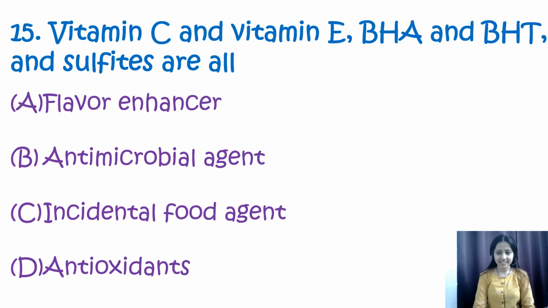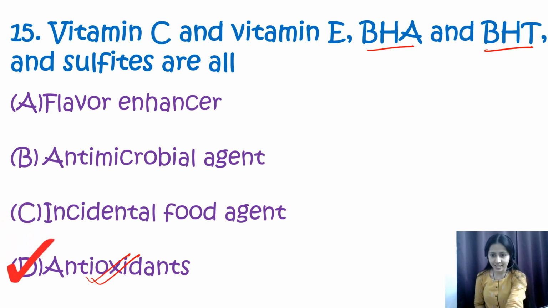Question number 15: vitamin C, vitamin E, BHA, BHT, sulfides, they all are flavor enhancers, antimicrobial agents, incidental food agents or antioxidants. So they all are antioxidants. Tell me one thing, what is the full form of BHA and BHT? These are all antioxidants. And what are antioxidants? Antioxidants are substances added to food products to prevent, or we can say to delay, oxidative spoilage by inhibiting the oxidation of fats and oils, thus extending the shelf life of the product. So the correct option is D, that is antioxidant.